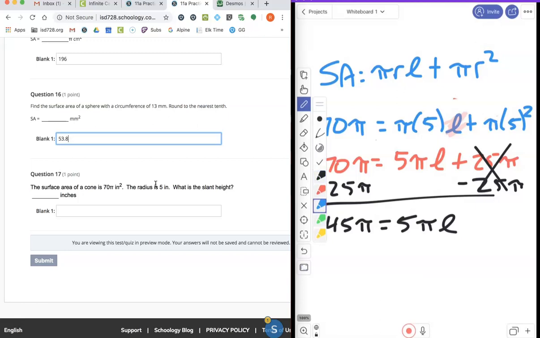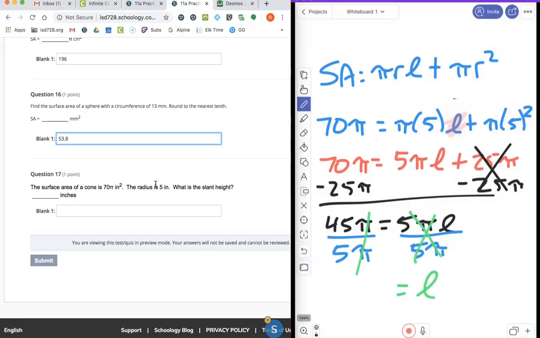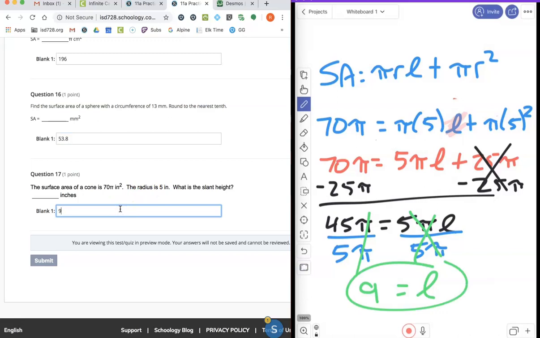If we divide both sides by 5 pi, a couple things will happen. First thing that will happen is the pi's will cancel. All this stuff is gone, so all that's left on this side is L. Pi's are gone, so we're just doing 45 divided by 5, which is 9. So our slant height is 9 inches.